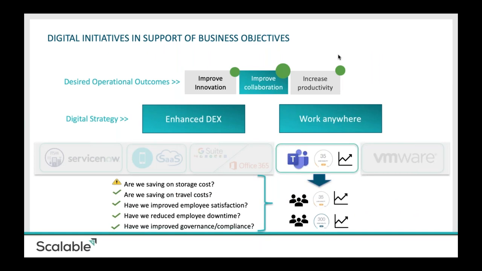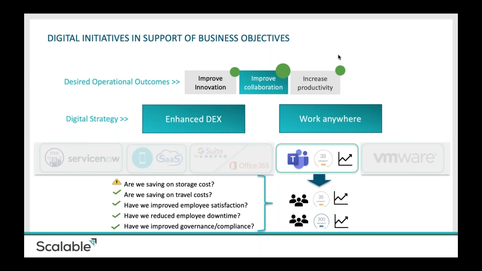So here is an example. It's just one example, which is an operational outcome might be to improve collaboration. And we might improve collaboration through digital strategies, such as improving the digital experience for employees and giving people the opportunity to work anywhere. Underpinning that digital strategy could be, for example, the use of 365 and Teams, which should enable you to save storage costs because you're not storing documents locally, you're storing them in OneDrive, which also improves security. It should enable you to reduce travel costs because we're having more digital meetings as opposed to face-to-face meetings. We should be able to retain staff through providing a better digital experience, and so on and so forth.